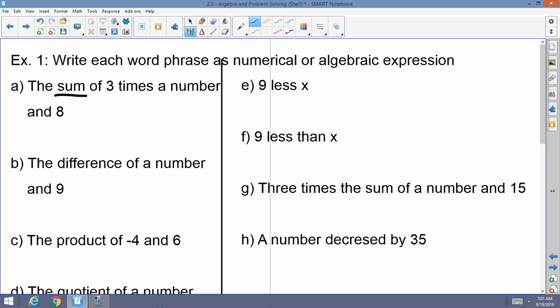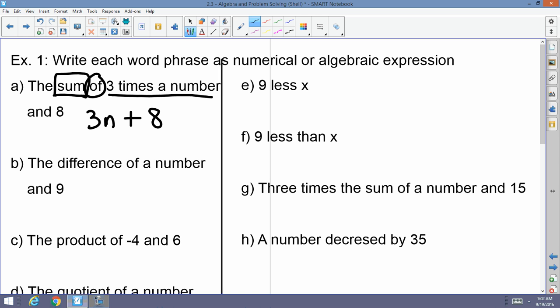Okay, so the sum, so it's of 3 times a number, 3n, and 8. Now, this one's a little bit confusing because it says sum and of. But think about it. It's the sum of 3 times a number and 8. So in this case, even though the word of is used, multiplication is used for 3 times a number, but not for this of in particular. So you got to be real careful.